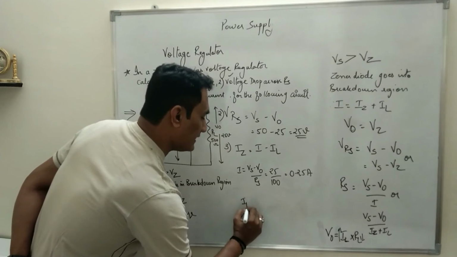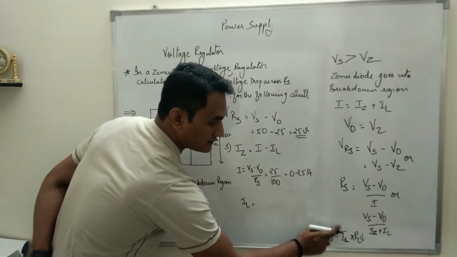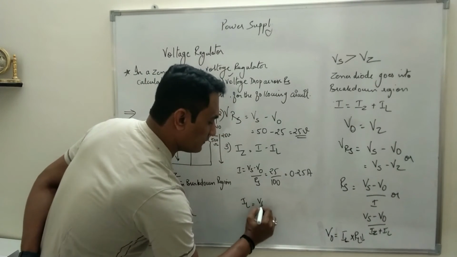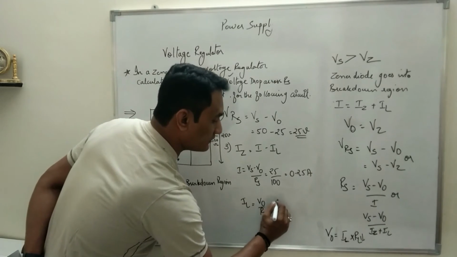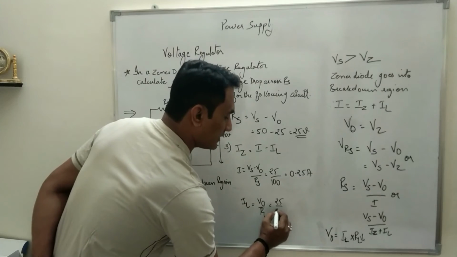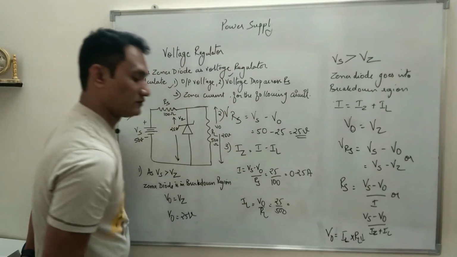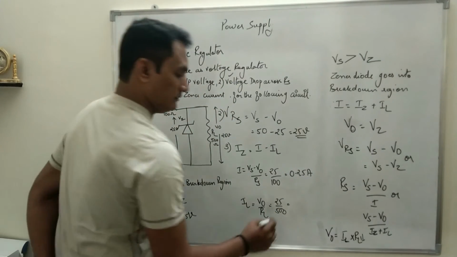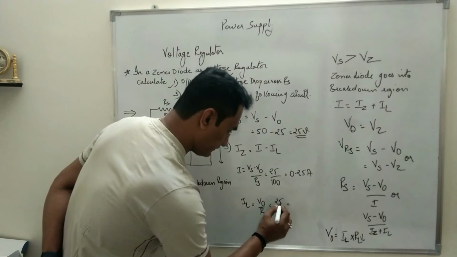And what is IL? By this formula, IL is V0 upon RL. V0 is 25 divided by 500. So how much will this value be?